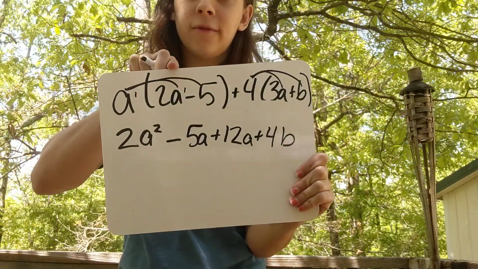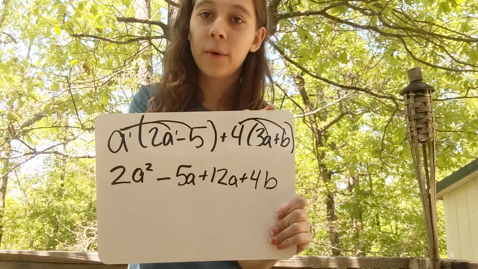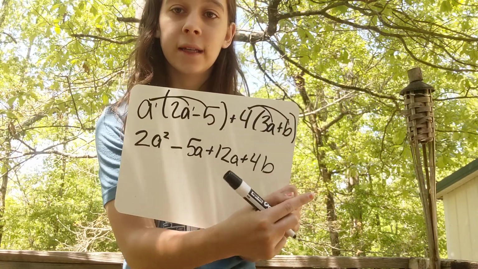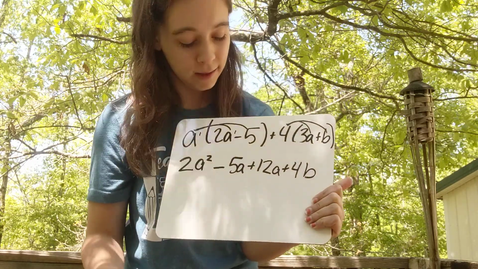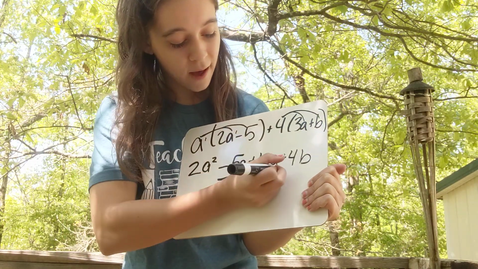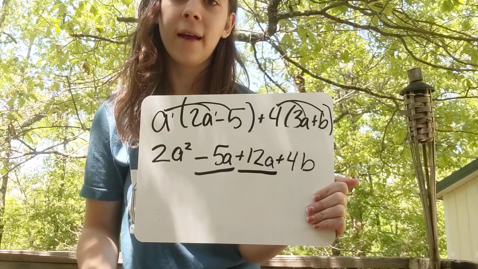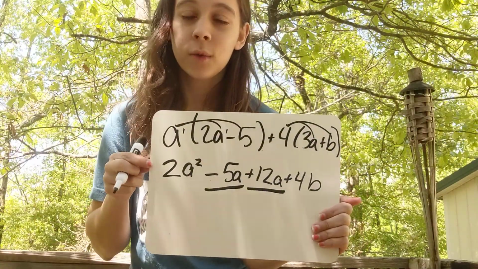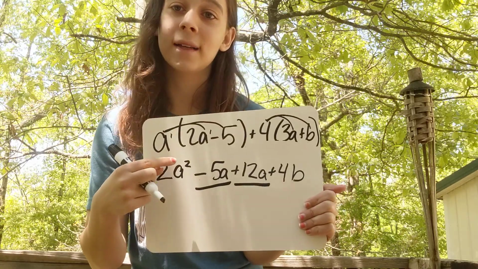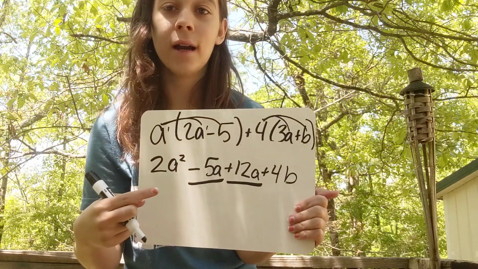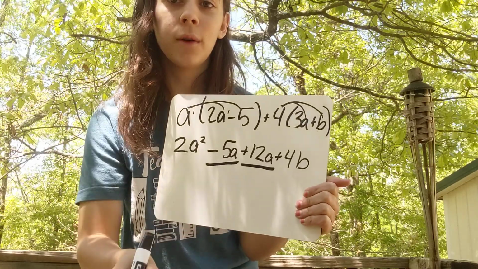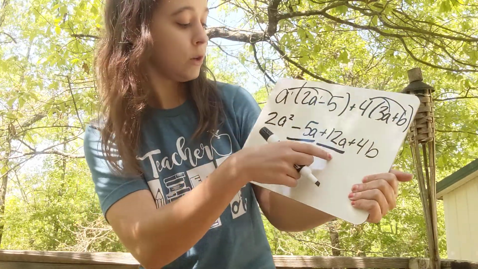Okay, so I distributed the first one, distributed the second one, no big deal. Now I need to look across and double check, see if there are any terms that can be combined. Here I have a minus 5a, there I have a plus 12a. Those both have an a without an exponent, so they are like terms. This one right here, a squared, that has a different exponent, so it's not a like term. This one has the same exponent, but a different variable, so also not a like term. These are the only two I'm going to combine.